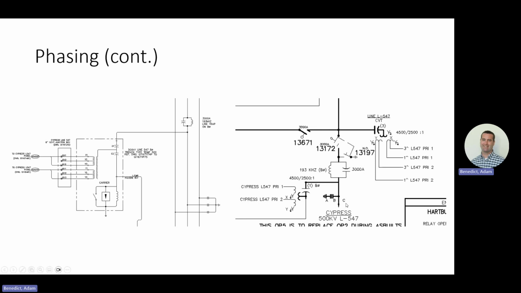So here I would go to Cypress and be like, okay, are you on phase B? I'm on phase B. Okay, good. Sometimes that requires talking to other consultants, other utilities, but that level of coordination is a big one.